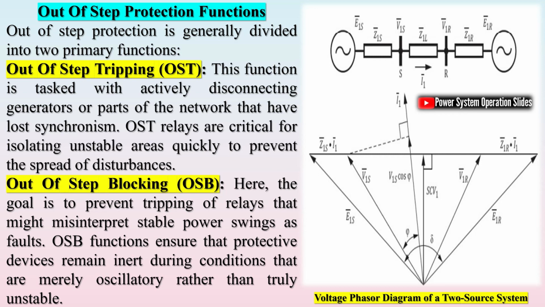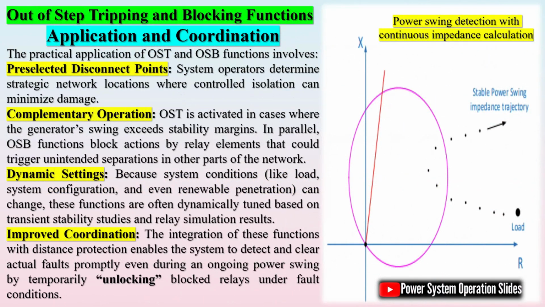Out-of-step protection philosophy. The philosophy of OOS protection is twofold. Avoid unwanted trips. It aims to prevent protection schemes, especially distance relays, from tripping during normal, damped power swings. Isolate unstable areas. At the same time, it ensures that if a genuine loss of synchronism occurs, the affected generators are promptly disconnected to protect both the equipment and the overall system stability. Strategic separation. This controlled islanding helps maintain balance in the remaining grid, preventing widespread blackouts and equipment damage.